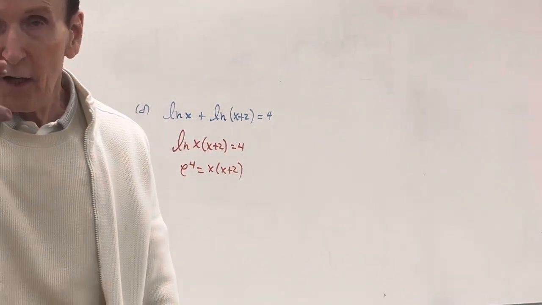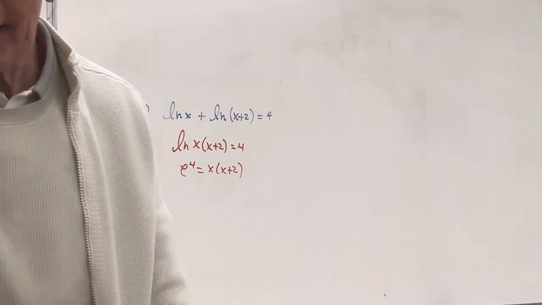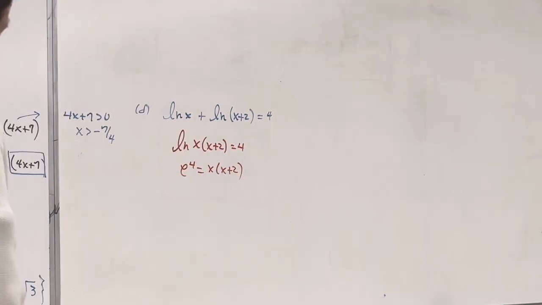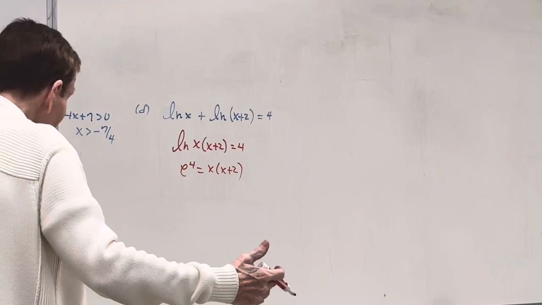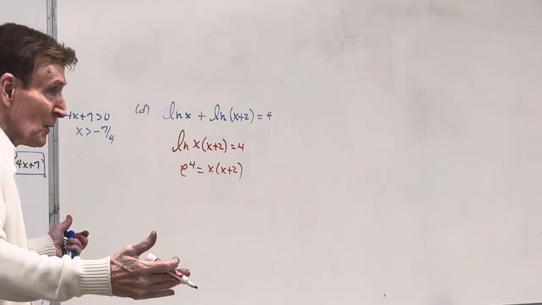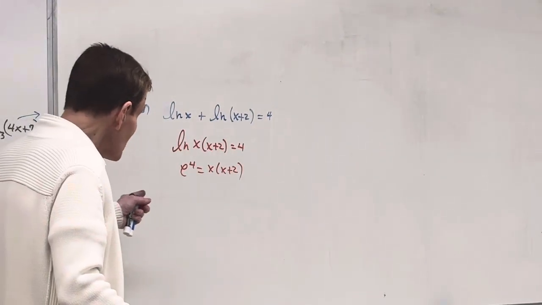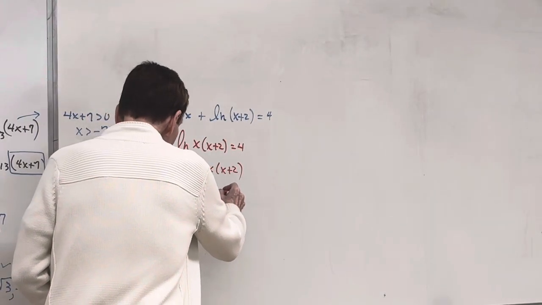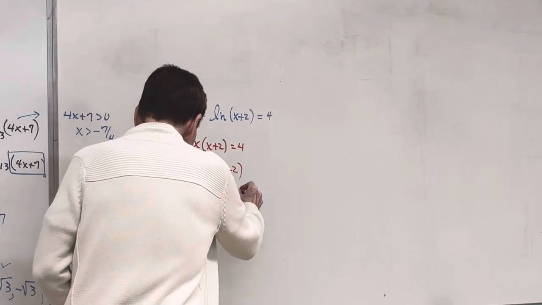If I see ln, called natural log, it's understood to be a base e. They don't write the base for you. It's understood to be an e. She's translated for me correctly. Guys, there's no ln now to worry about. But what I have to worry about is, how are you going to solve this equation? Well, first, I'm going to write this as x squared plus 2x.